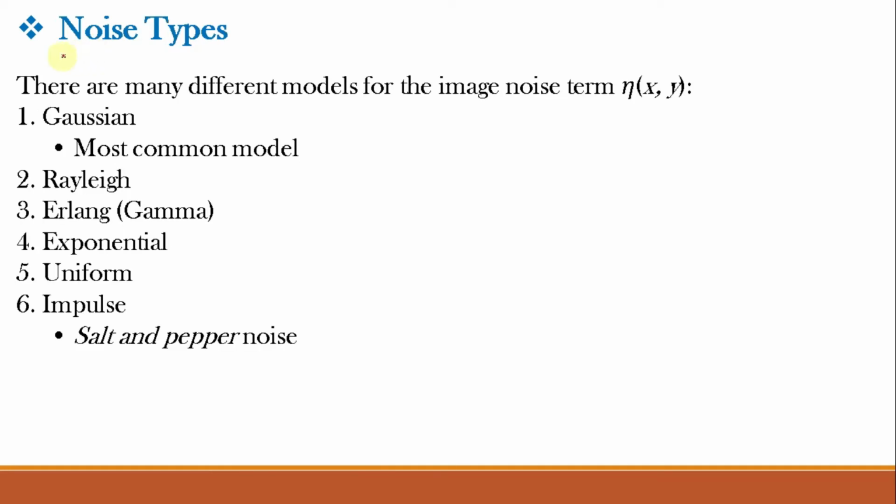Let's go ahead. There are different types of noises, and for digital image processing, we'll be confining our study to 6 different noise models. First one is Gaussian, which is the most common model. Second one is the Rayleigh model. Third one is Erlang or gamma distribution. Fourth one is the Exponential model. Fifth one is the uniform model, and sixth one is the impulse or salt and pepper noise model.